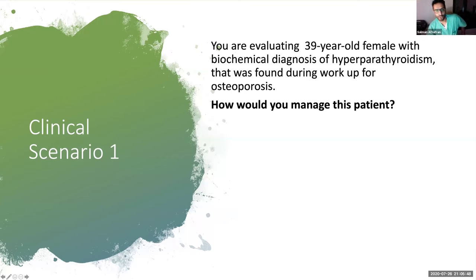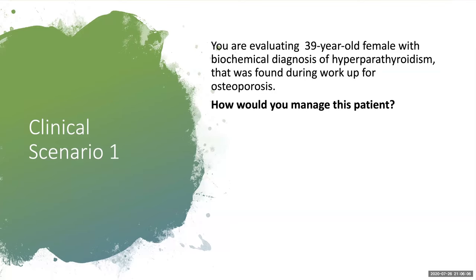Okay. Dr. Sara, you are evaluating a 39-year-old female with a biochemical diagnosis of hyperparathyroidism that was found during workup for osteoporosis. How would you manage this patient?